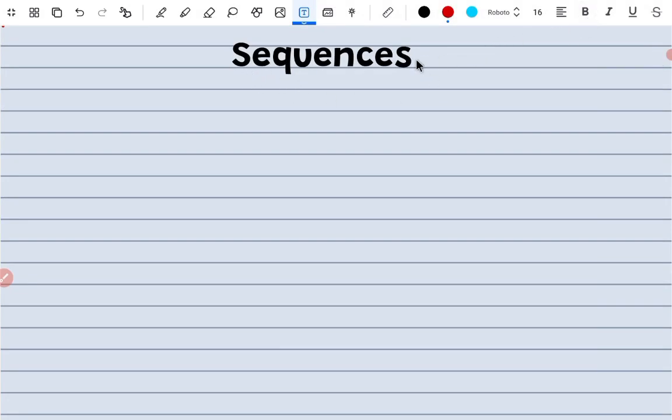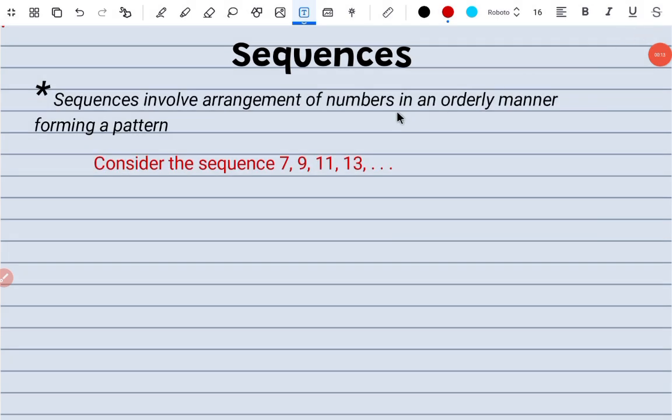The topic we're looking at is called sequences. We're going to look at what a sequence actually means. Sequences involve arrangement of numbers in an orderly manner, thereby forming a pattern.